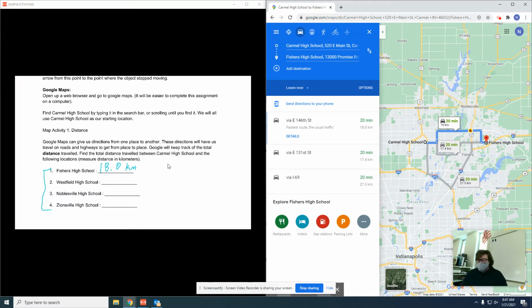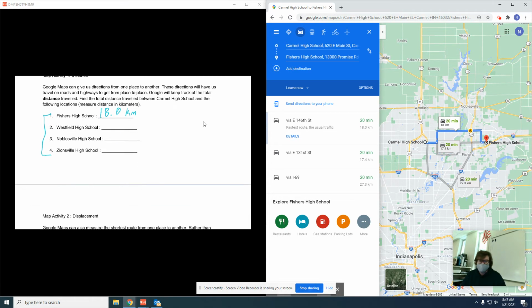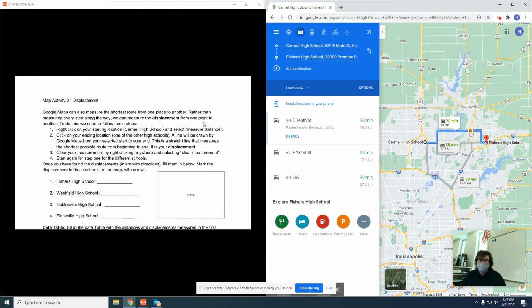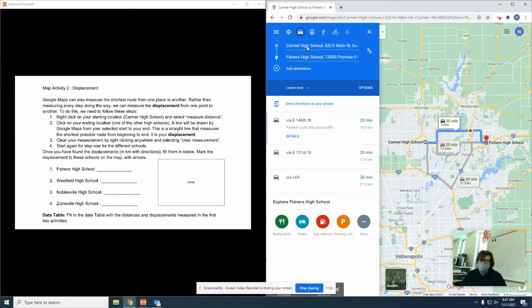So I'm going to go ahead and fill in 18.0 kilometers. So that is the distance that I would have to travel. If I measured every single step that I had to take, I would have to follow this whole route to get from Carmel High School to Fishers High School. We're going to do that for Fishers, Westfield, Noblesville, and Zionsville High Schools. Then, after you finish those other four, we're going to move on to our second activity.